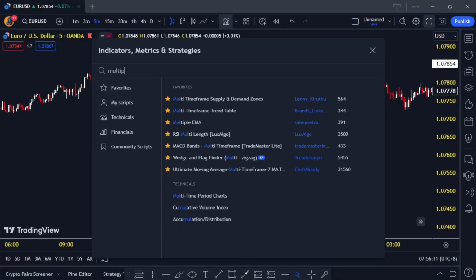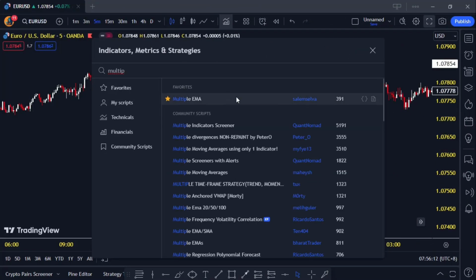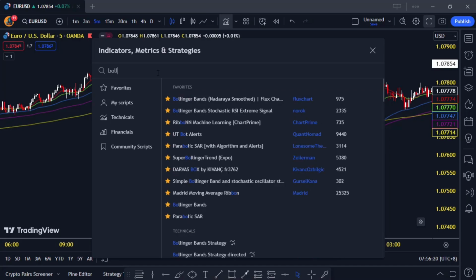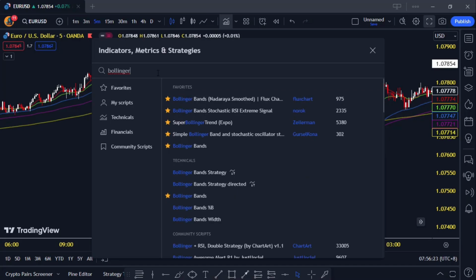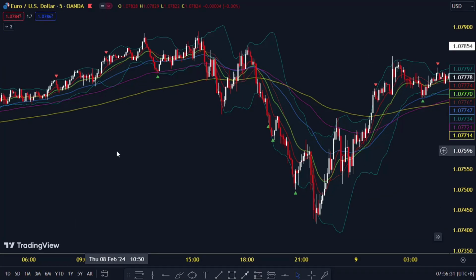Now, back to the indicators. Search for multiple EMA and apply it. It might be one of the simplest indicators on Tradingview, but it's a favorite among multi-millionaire traders. Next, add another powerful indicator for accurate entries. Search for Bollinger Band Stochastic RSI Extreme Signal and apply it.